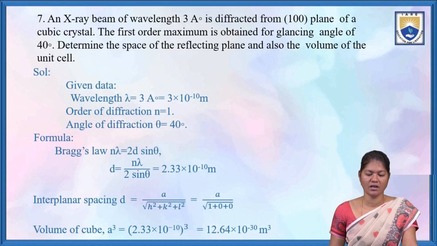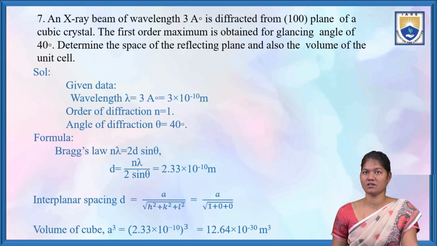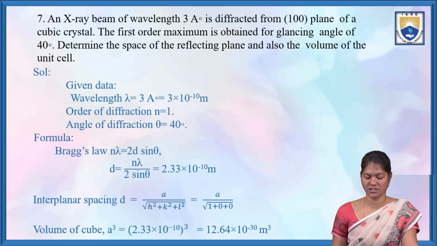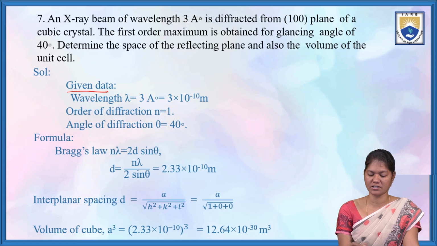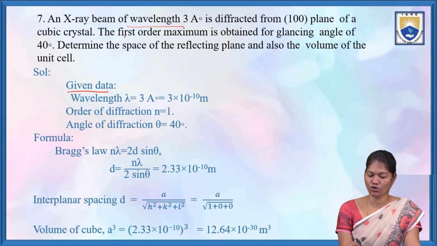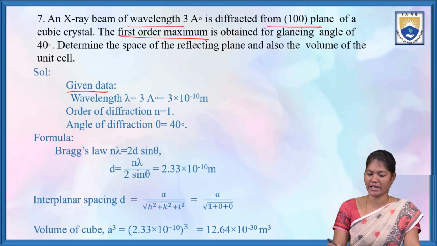So next problem. An X-ray beam of wavelength 3 angstroms is diffracted from the 100 plane of a cubic crystal. The first order maximum is obtained for a glancing angle of 40 degrees. Determine the spacing of the reflecting plane and also the volume of the unit cell. So the given data is the wavelength, the order of diffraction, the crystal plane, and the angle of diffraction.